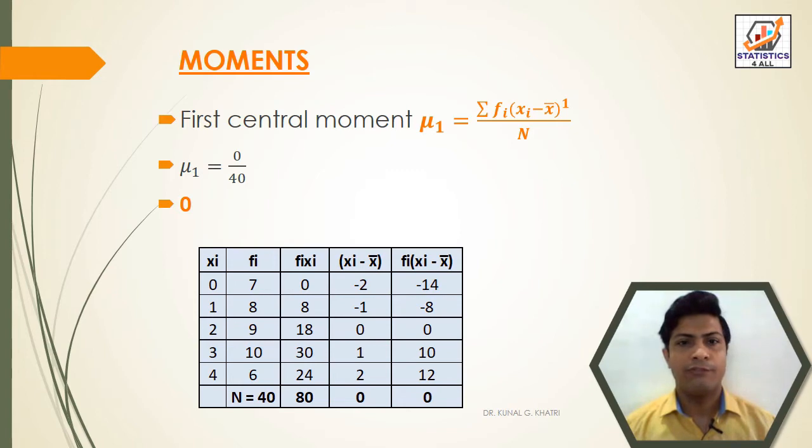Now we'll put it in the first central moment formula, that is mu1 is equal to sigma fi into xi minus x bar divided by n. Here sigma fi into xi minus x bar is equal to 0. So now we put in the formula 0 by 40, we get the answer 0.